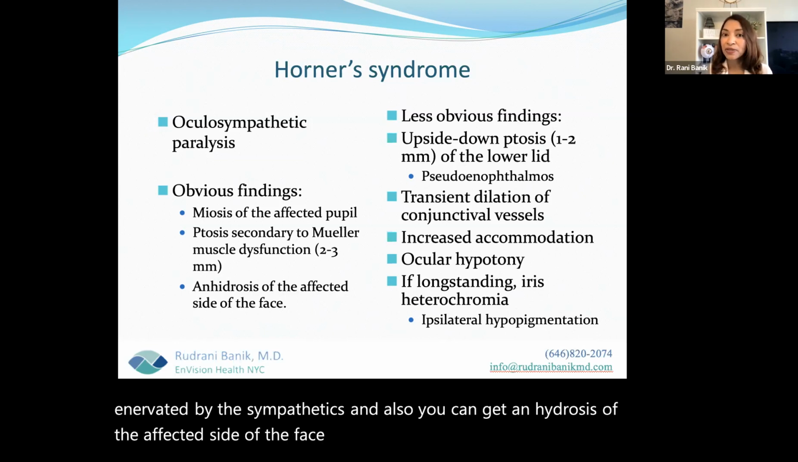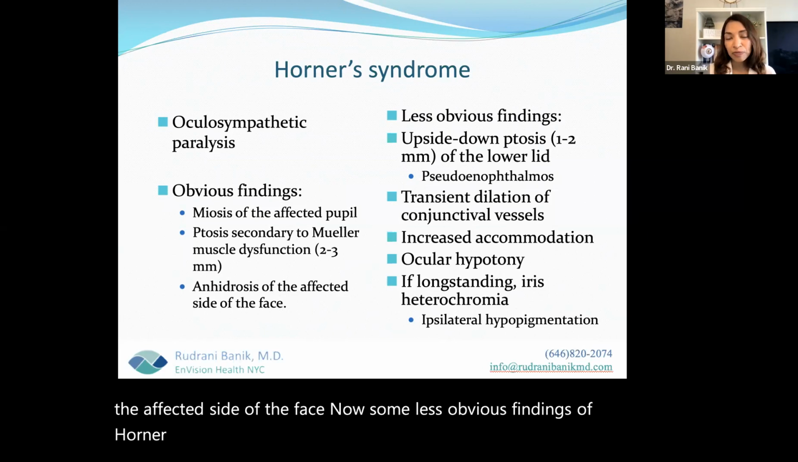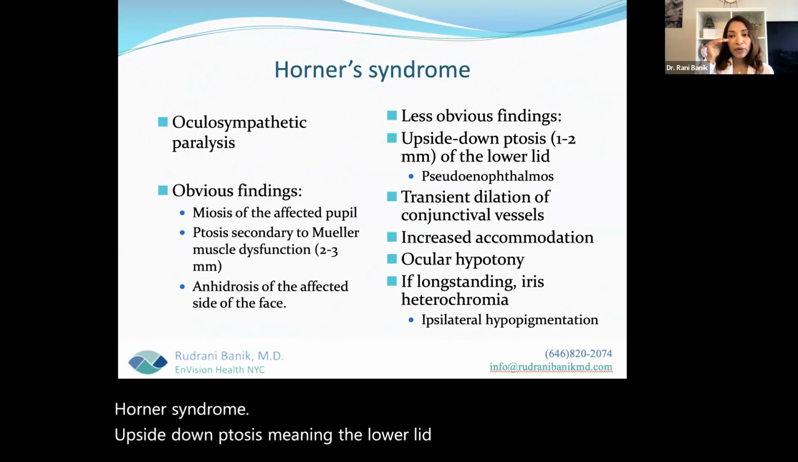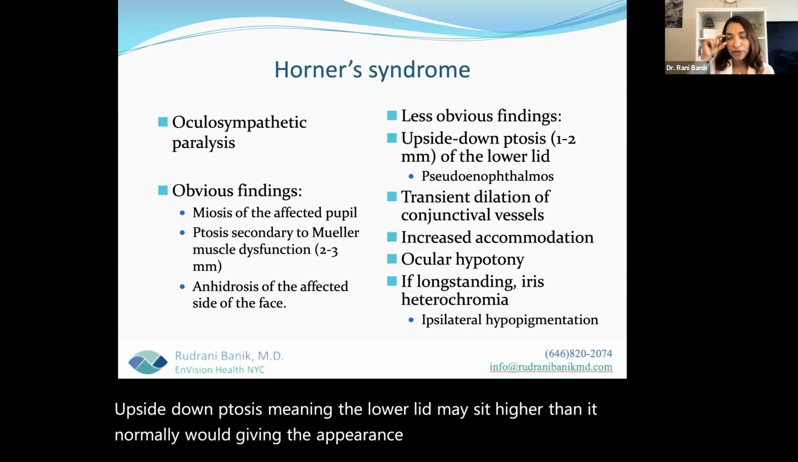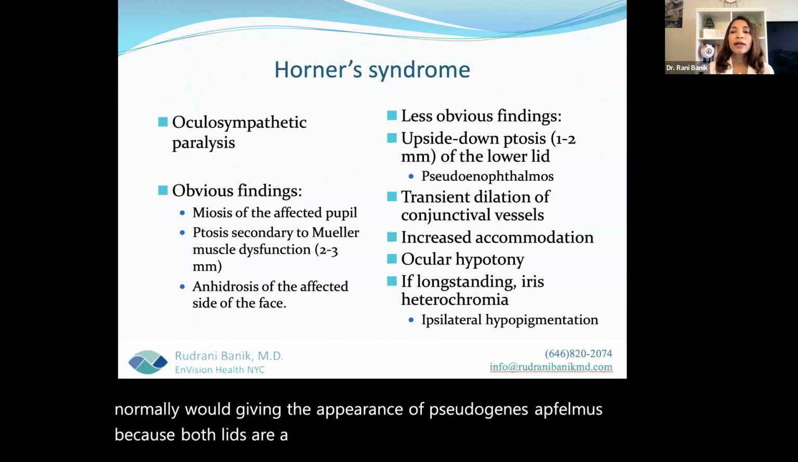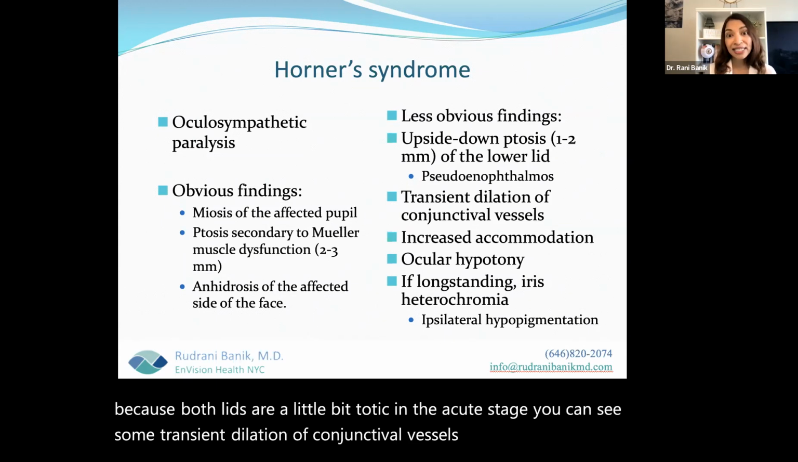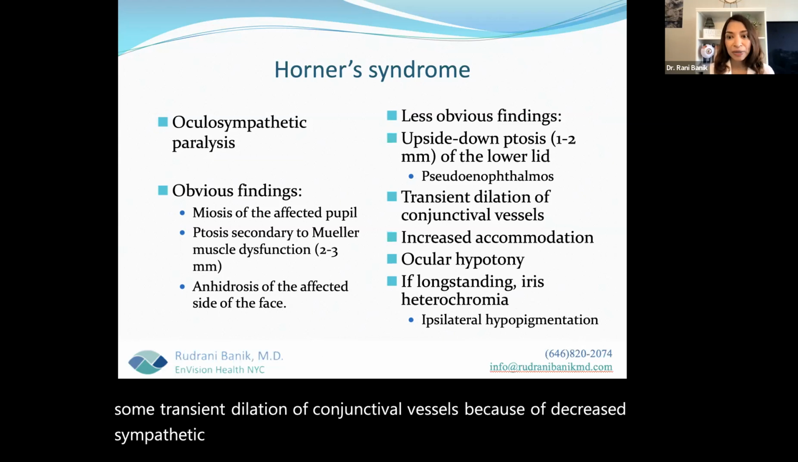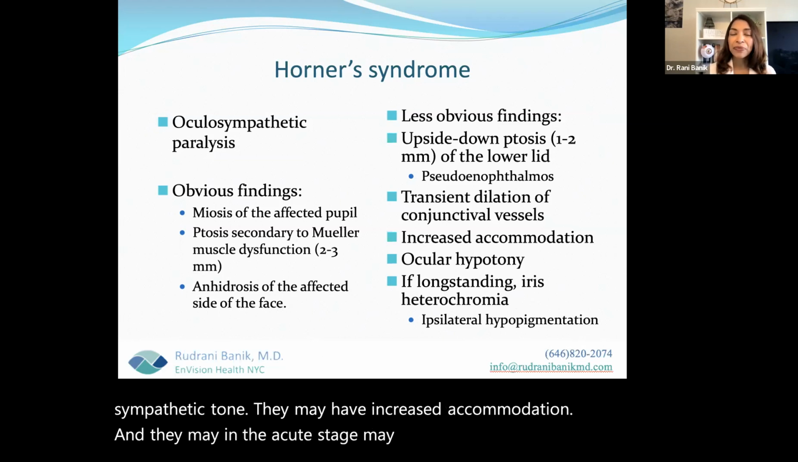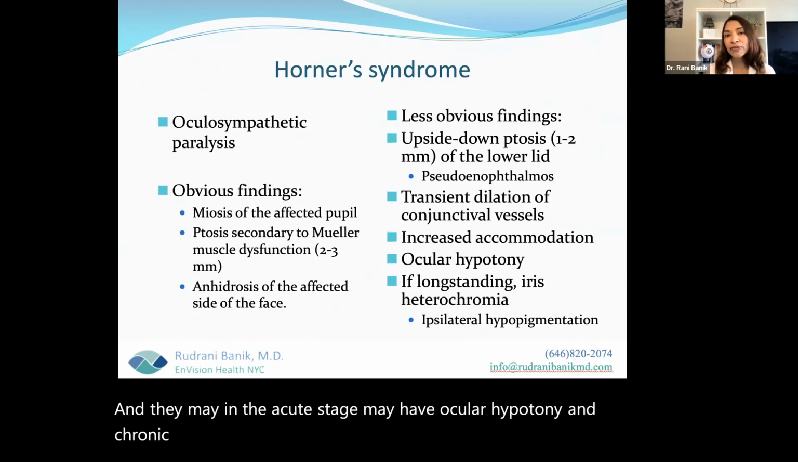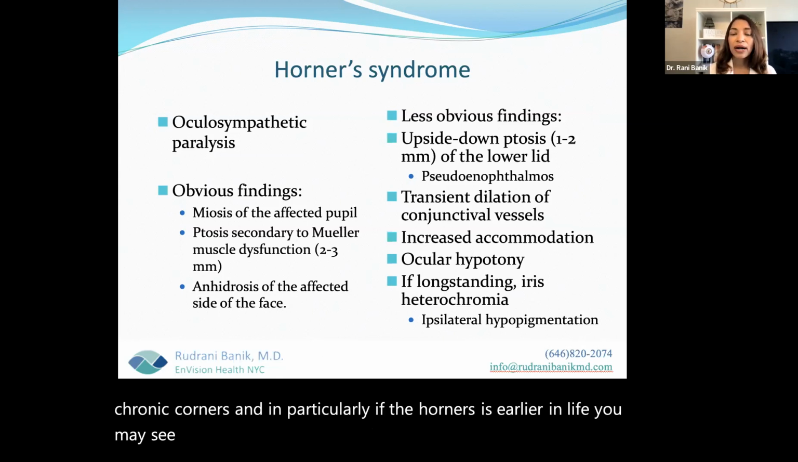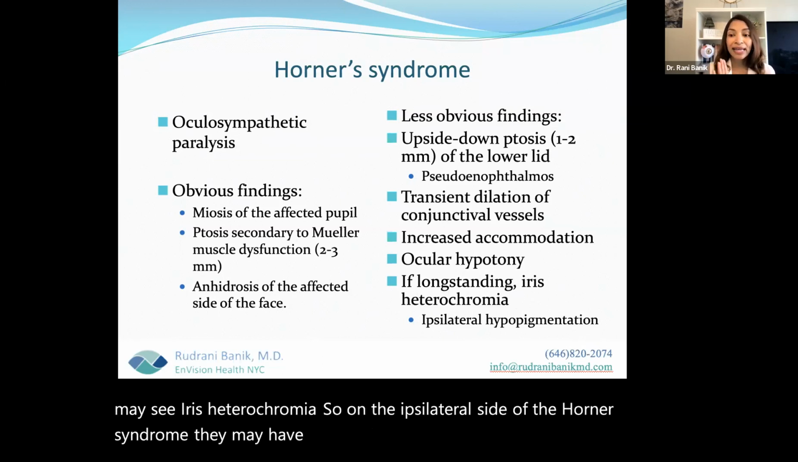Now, some less obvious findings of Horner syndrome: upside down ptosis, meaning the lower lid may sit higher than it normally would, giving the appearance of pseudo-enophthalmos because both lids are a little bit ptotic. In the acute stage, you can see some transient dilation of conjunctival vessels because of decreased sympathetic tone. They may have increased accommodation, and in the acute stage may have ocular hypotony. In chronic Horner syndrome, particularly if the Horner's is earlier in life, you may see iris heterochromia. On the ipsilateral side of the Horner syndrome, they may have hypopigmentation on that side.